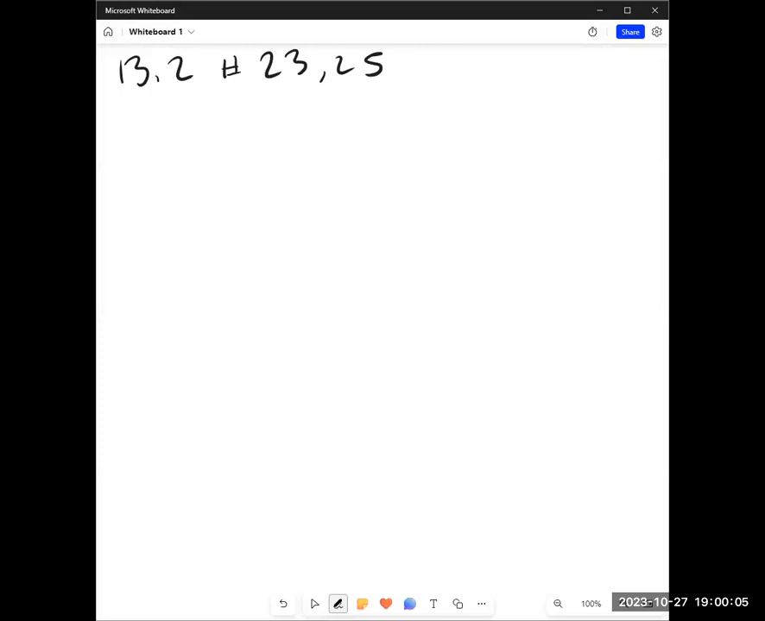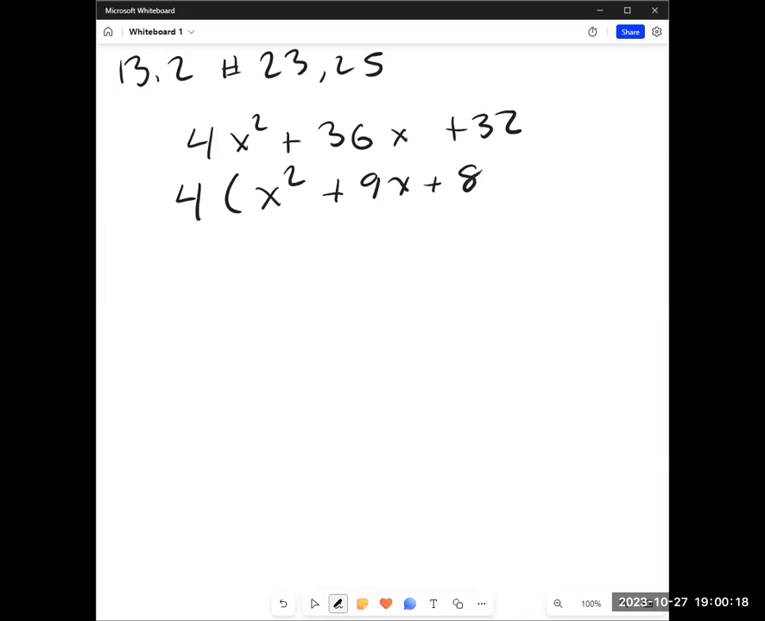So let's start with 4x squared plus 36x plus 32. I'm going to pull out the greatest common factor of 4. That leaves me with x squared plus 9x plus 8. And now this trinomial that has a leading coefficient of 1 can be factored using our technique from our last video. X's go there, signs are the same, and they're both positive. Factors of 8 that add up to give me 9 are 1 and 8.